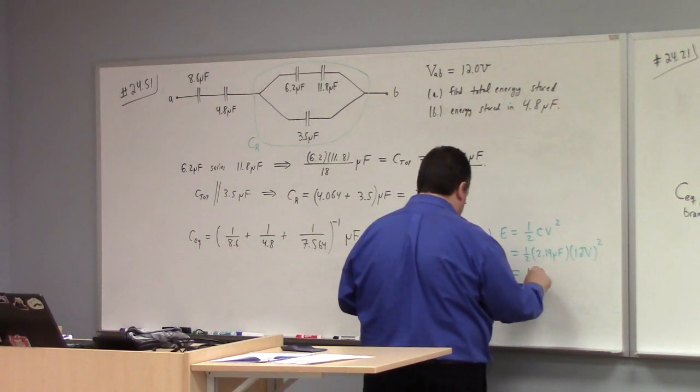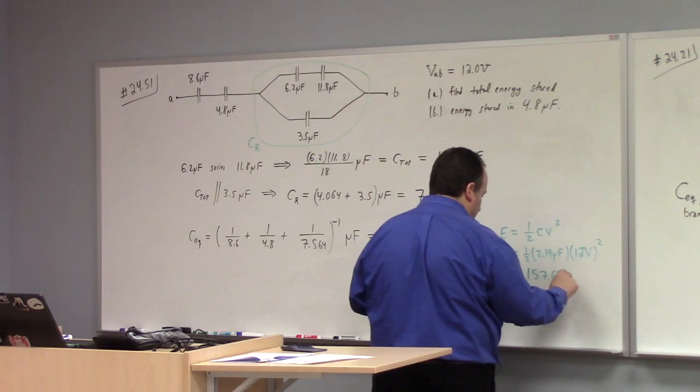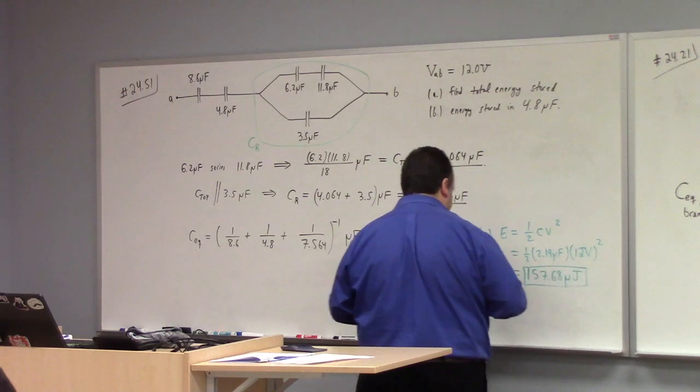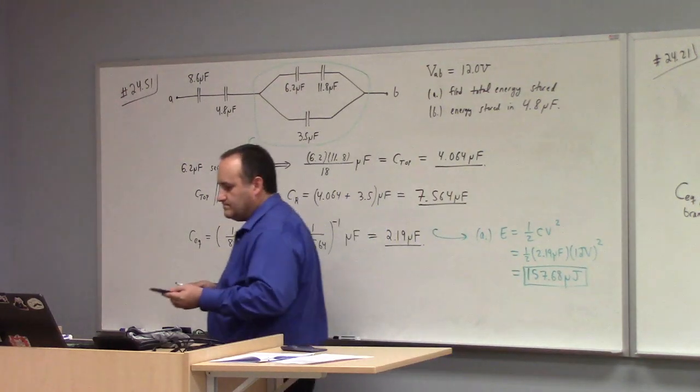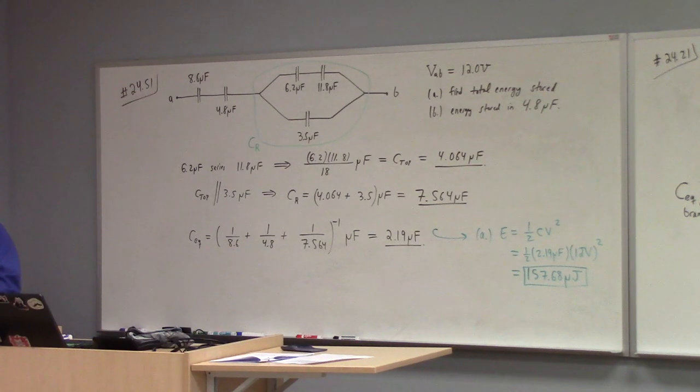That is what I got as well, 157.68. And the units here are microjoules. All right, let's check. 158 microjoules, yay! Now part B.